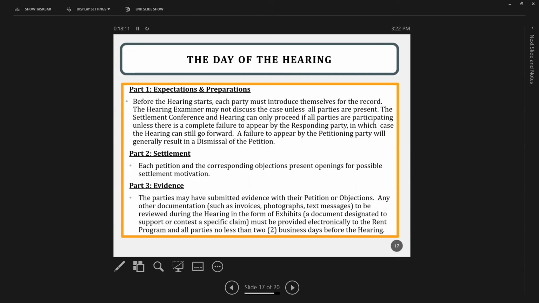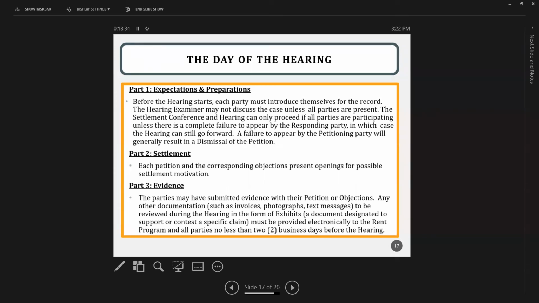Each party may have submitted evidence or an objection. Additional documentation to be reviewed during the hearing in the form of exhibits must be provided to the rent program and all parties no less than 2 days prior to the hearing.